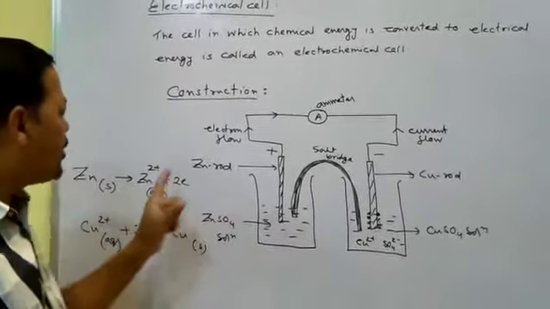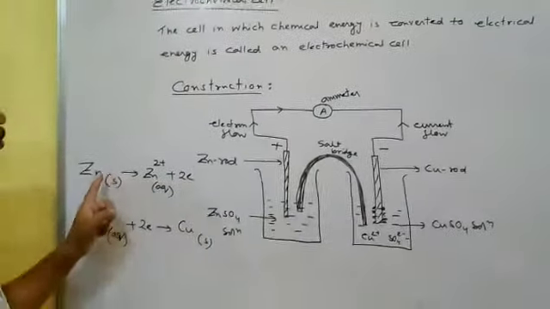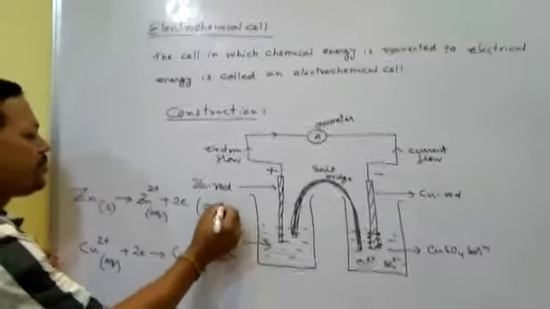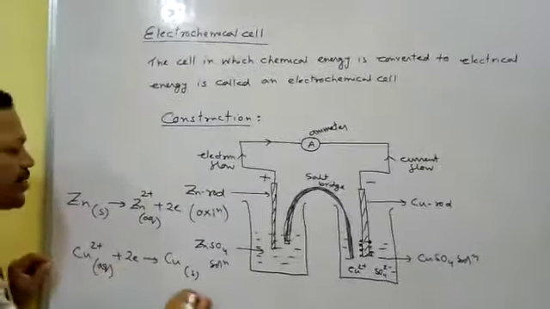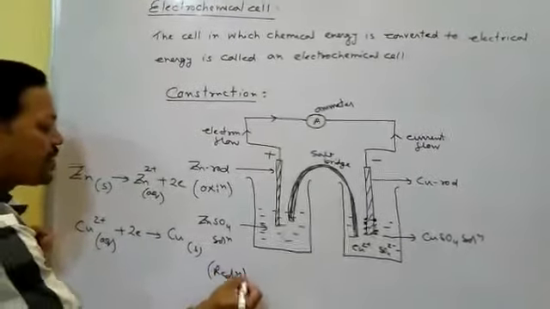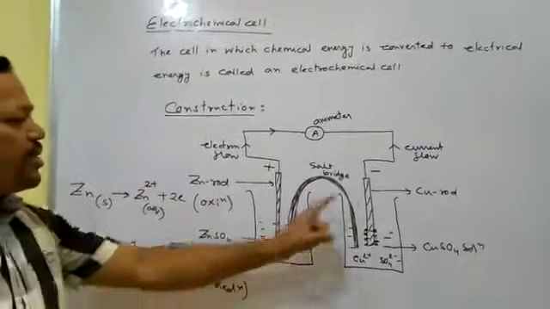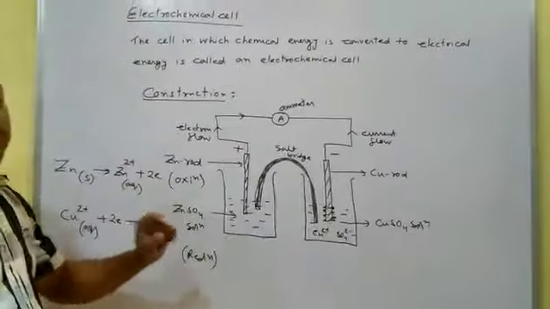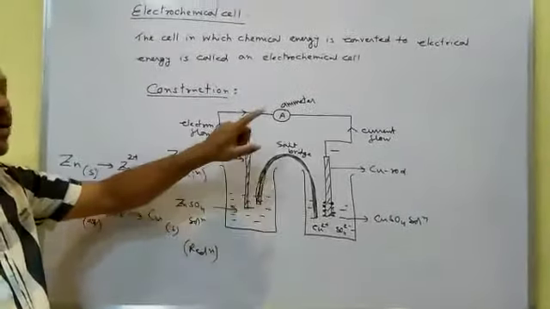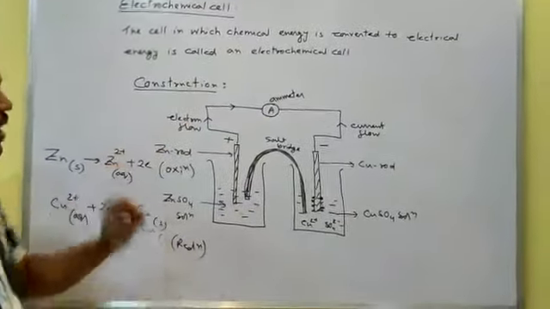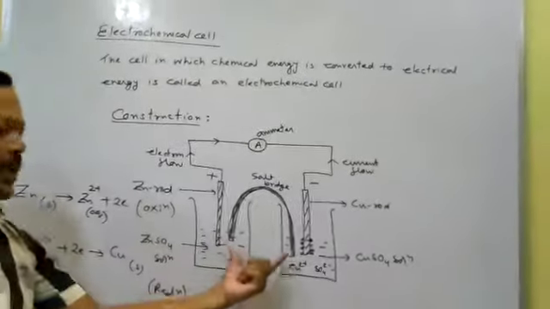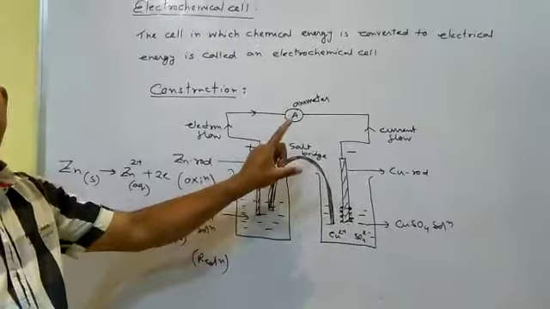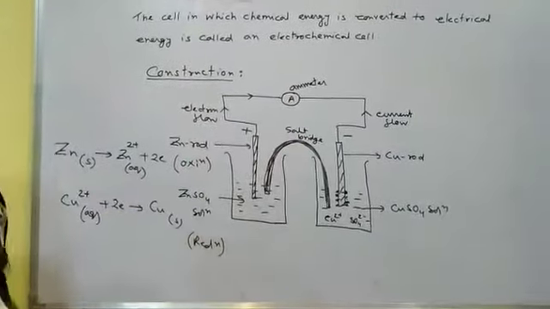By doing some chemical reaction, here zinc releases electrons, it undergoes oxidation, and here copper gains electrons, it undergoes reduction. Due to this oxidation-reduction reaction, some flow of electrons takes place, and due to this flow of electrons, the ammeter shows deflection, which indicates the production of electricity. The chemical energy is now converted to electrical energy, and this type of cell is called an electrochemical cell.